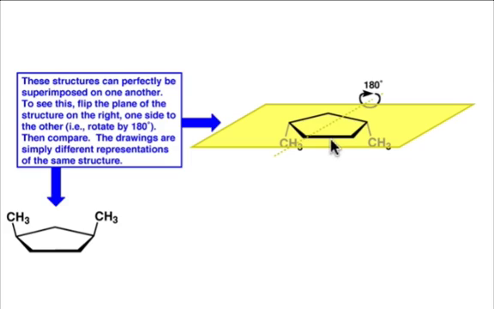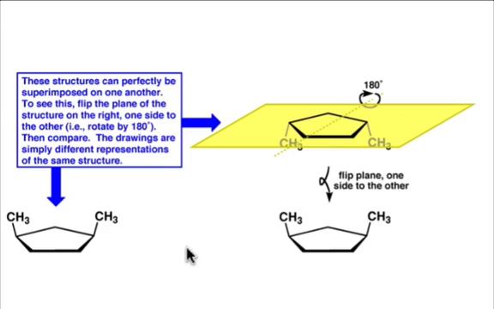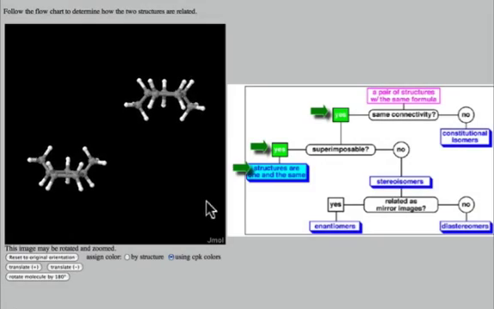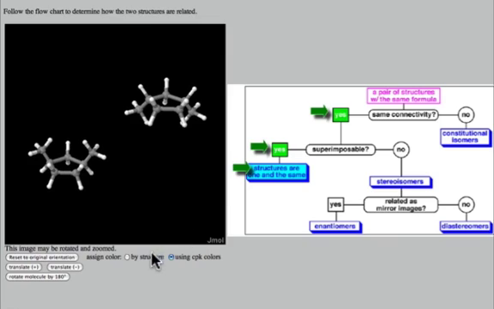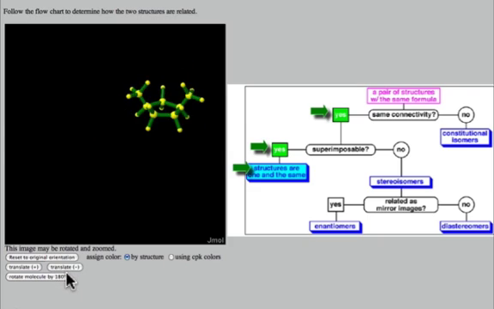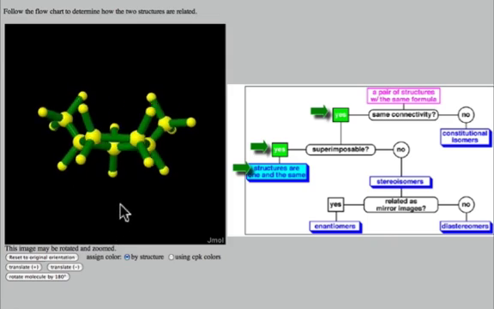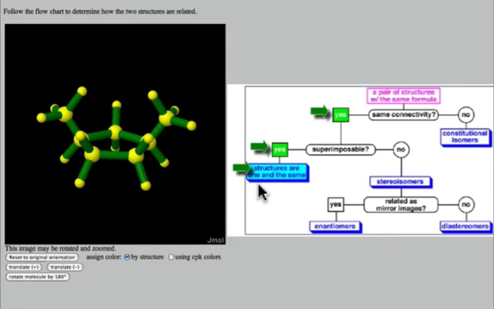We're going to take this structure and rotate it by 180 degrees. And when we do that flip, now you can see that the two molecules are identical. Here's what it looks like in 3D. If we color the molecules by structure, rotate by 180 degrees, translate, they're superimposed. The molecules are one and the same.